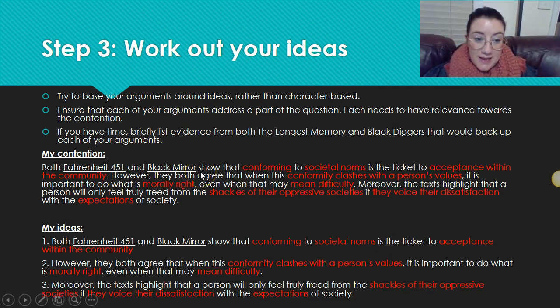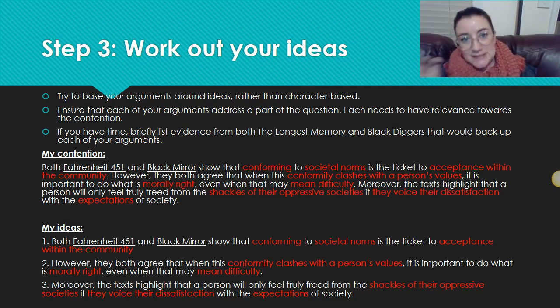Luckily for me, I killed two birds with one stone. But things to keep in mind when you are doing your arguments. One, try and make your arguments based around ideas rather than characters. Having character-based paragraphs is not ideal, and it's quite weak in terms of a senior level argument. Okay?